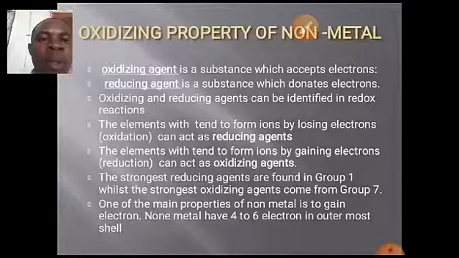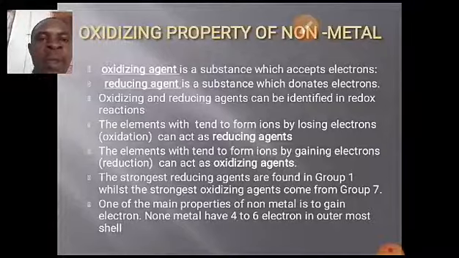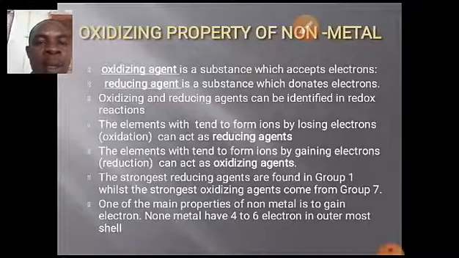The element which tends to form an ion by losing electrons, oxidation, can act as what? A reducing agent. So oxidation is a loss of electrons. The element which tends to form an ion by gaining electrons, reduction, can act as an oxidizing agent. So the oxidizing agent is the element which tends to form an ion by gaining electrons, the reduction process.